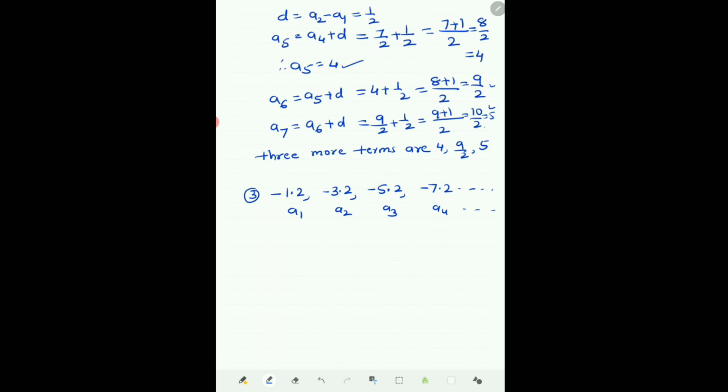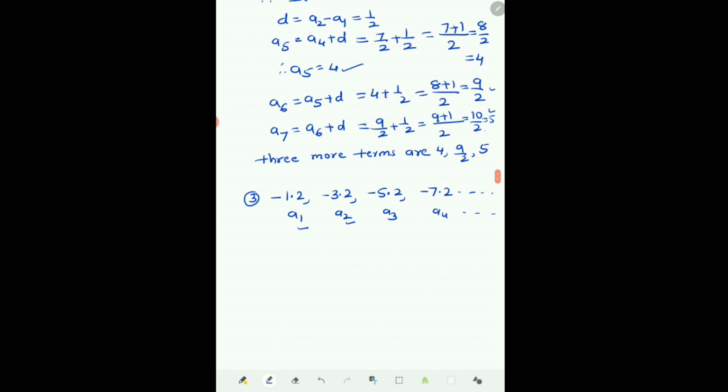Now here first we have to check whether it is AP or not. So, verify whether A2 minus A1 is equals to A3 minus A2 is equals to A4 minus A3 or not. Then you find A2 minus A1 is equals to A2 is minus 3.2 minus, as it is having negative sign, it is better to take in the bracket, that is equals to minus 3.2 minus of minus 1.2, it is plus 1.2. Then here that is minus 3.2 plus 1.2. So you subtract 1.2 from 3.2. 3.2 minus 1.2 is 2, and the greater number 3.2 is having negative sign, so it is minus 2.